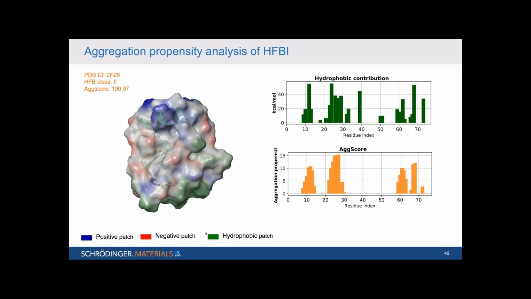And so how do we tie that back to hydrophobins? Hydrophobins are pretty well mapped out. They have this hydrophobic patch on the bottom and this positive patch on the top. That's where the orientation of the surfactants, the hydrophobic patch, might orient itself relative to air or a solvent, depending on which class of hydrophobins. This is a class 2. And so we can break down, based upon each individual amino acid, what are the relative contributions to the hydrophobic contribution or the aggregation propensity.